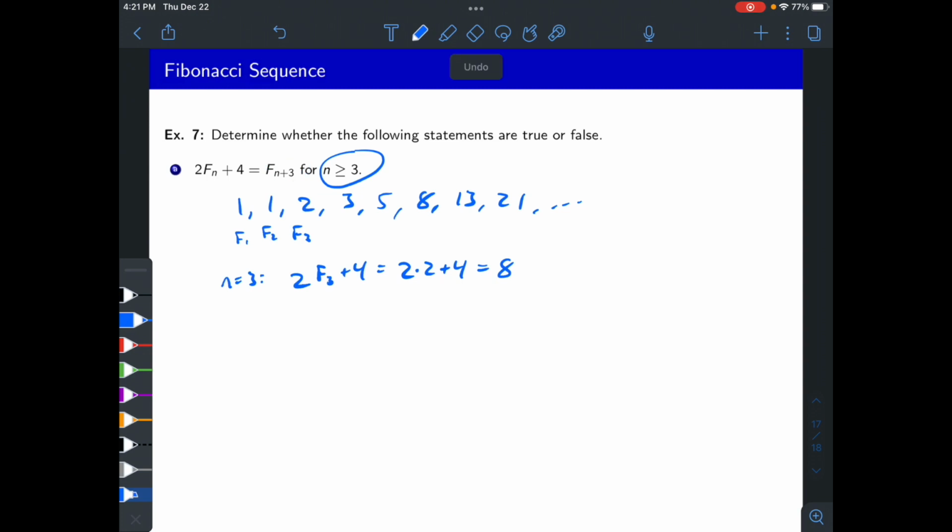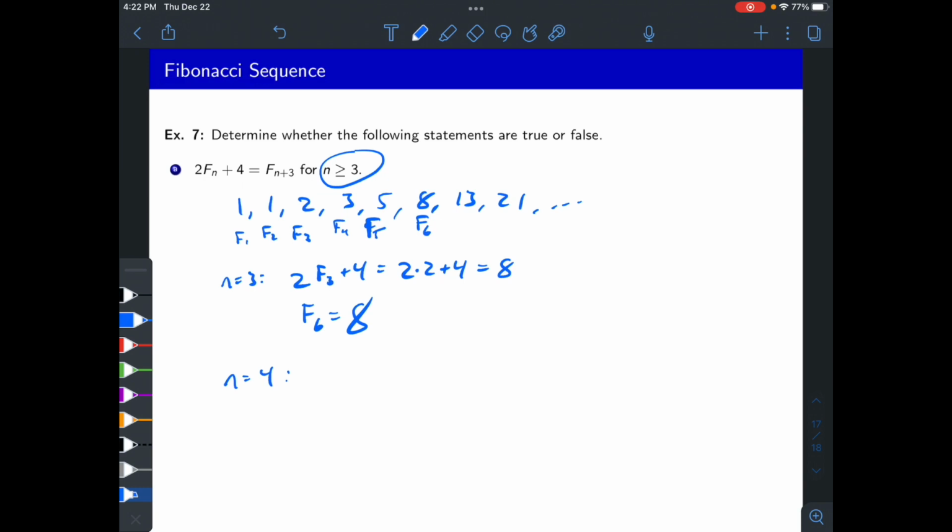What is f sub n plus 3? Because that's what it's saying this is equal to. f sub n plus 3, that's equal to f sub 6. So f sub 4, f sub 5, f sub 6. So in this case, f sub 6 actually is equal to 8. So these two things are equal. Okay. So it looks like it's true for at least n equal to 3, but what about for other n?